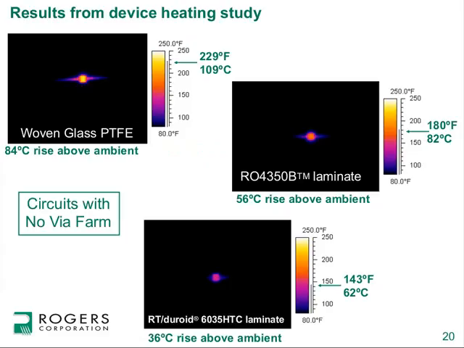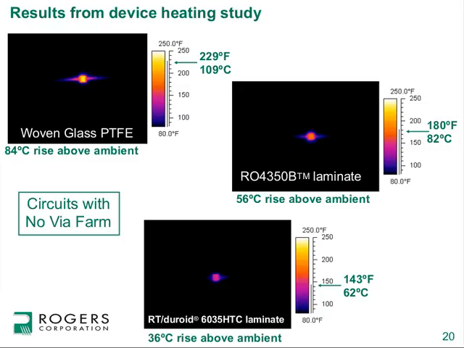Okay, these are some thermal images of this study. It's looking straight down on the circuit, and the glowing part there is the resistor that's heating up due to the applied power. In this case, it's 4 watts of DC power. The upper left-hand picture is a woven glass PTFE, and you see there's a pretty good heat rise there, about 84 degrees rise above ambient.